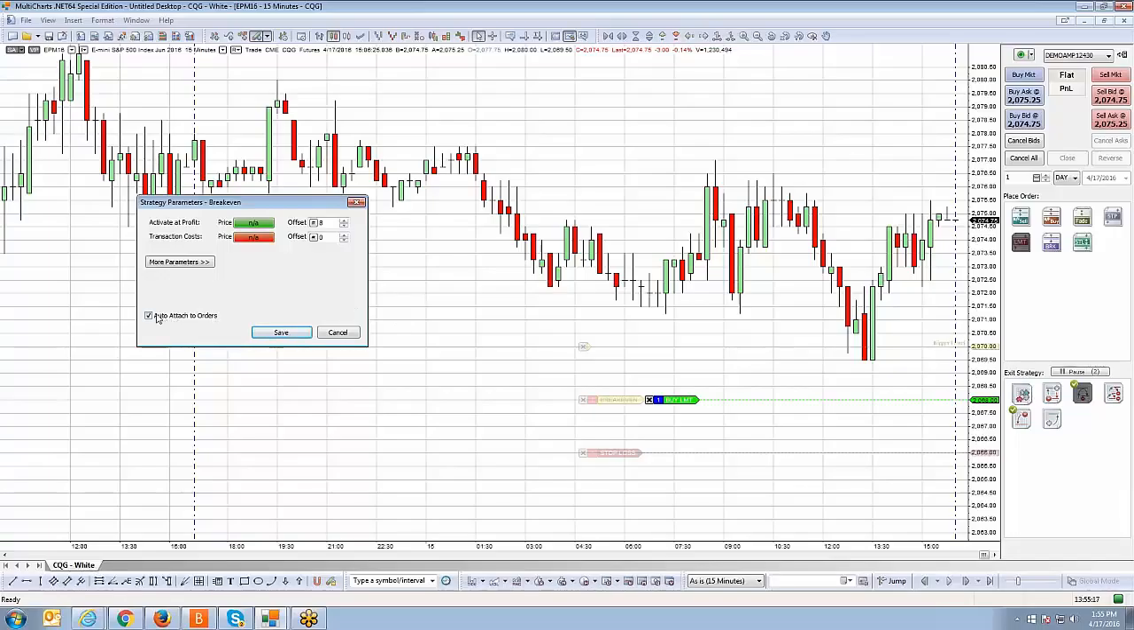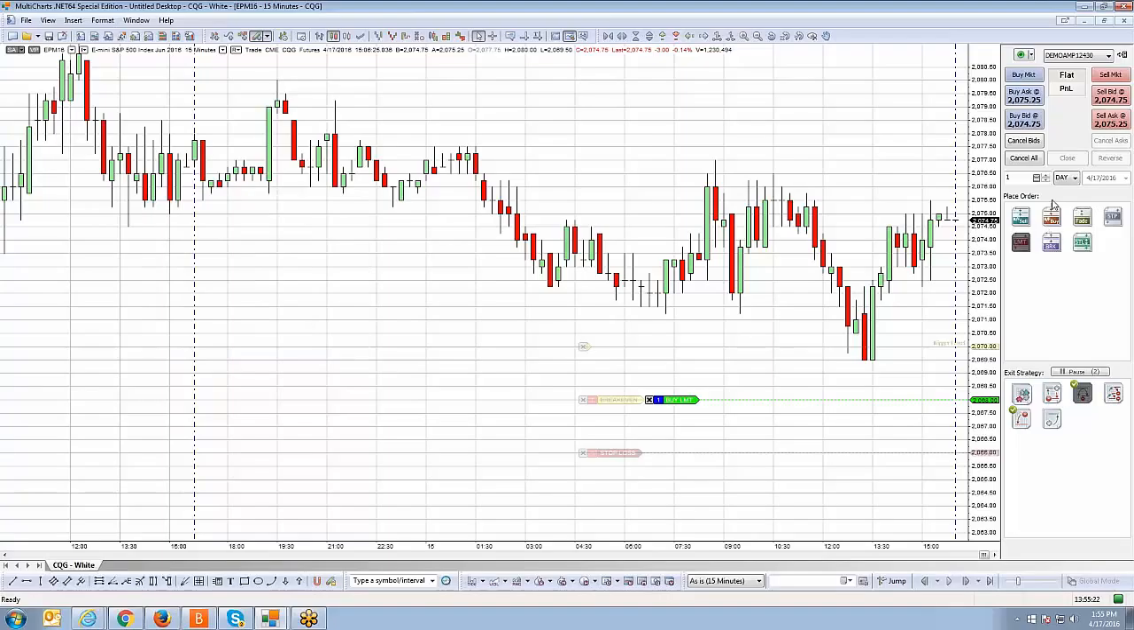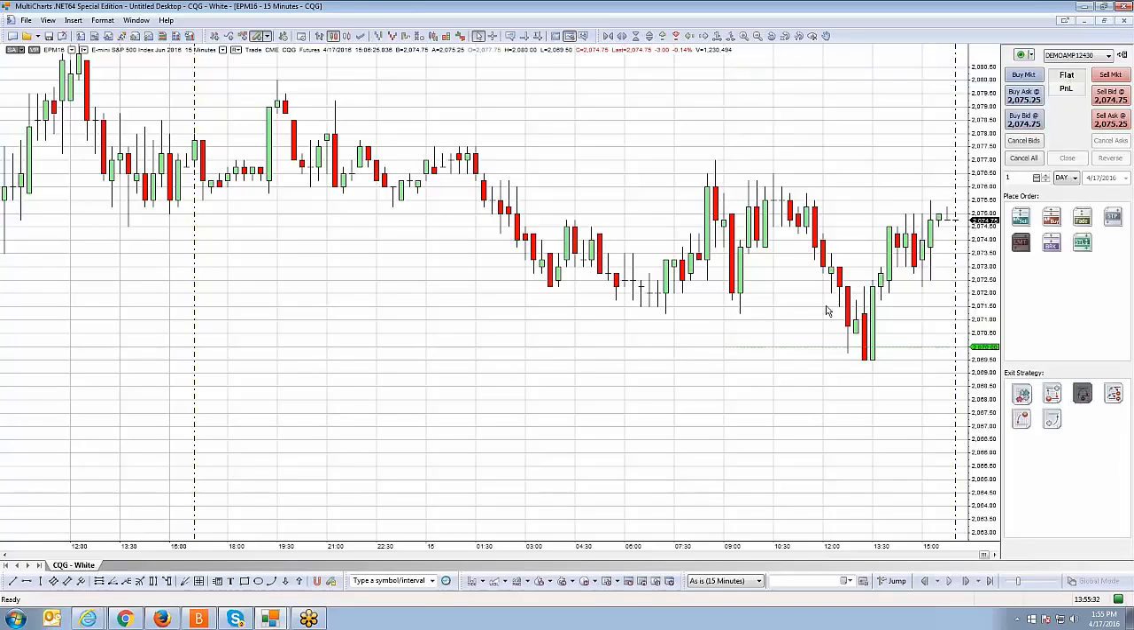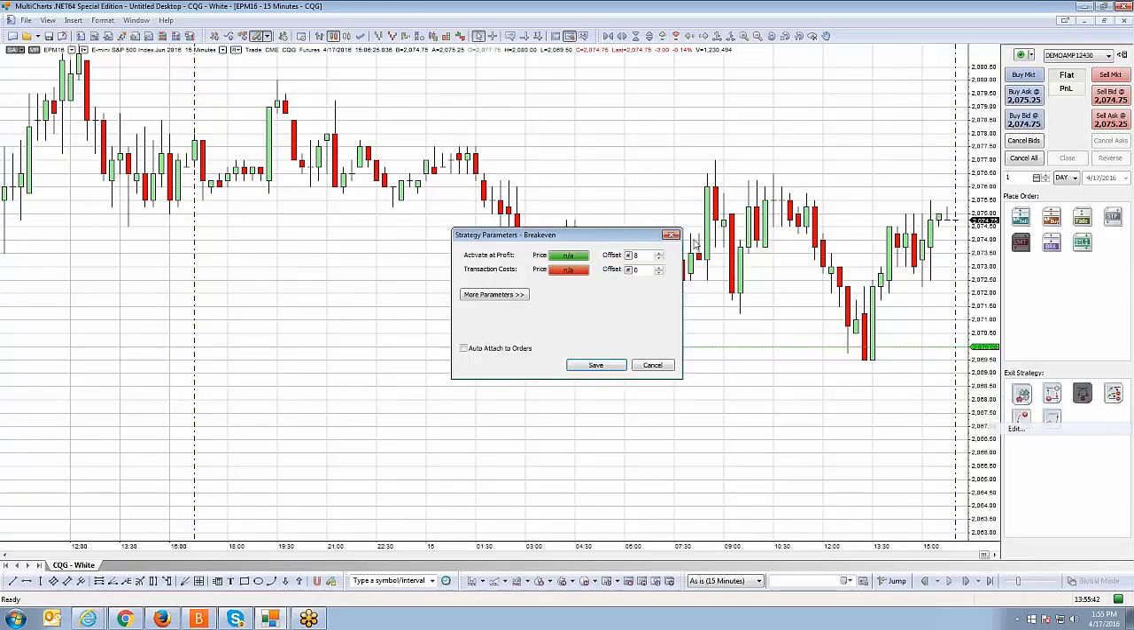And again, if you forget to auto-attach the strategy, so let's say, for example, I hit cancel all orders, and I forget to auto-attach any of these extra strategies, I go to place the trade, and now I have basically a naked buy limit at 2070. Remember, you can always take your extra strategies and drag and drop them right on the order itself. All you have to do is make sure you set the parameters.